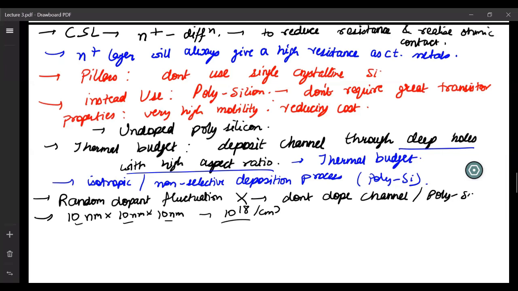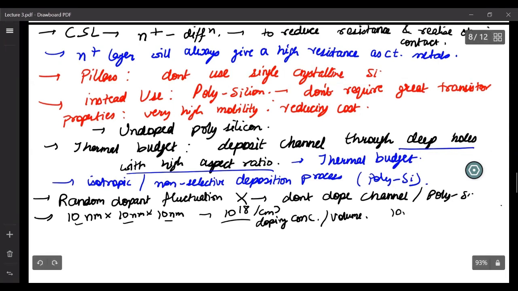So this is your doping concentration per unit volume. To find the number of dopants, you just multiply it with the volume. So what is the volume here? Volume is nothing but 10 nanometer whole cube, which turns out to be 10 power minus 18 centimeter cube. Sorry, it's 10 power minus 18 centimeter cube. So you just multiply it with 10 power 18 and you get that you only have one dopant atom in the channel.